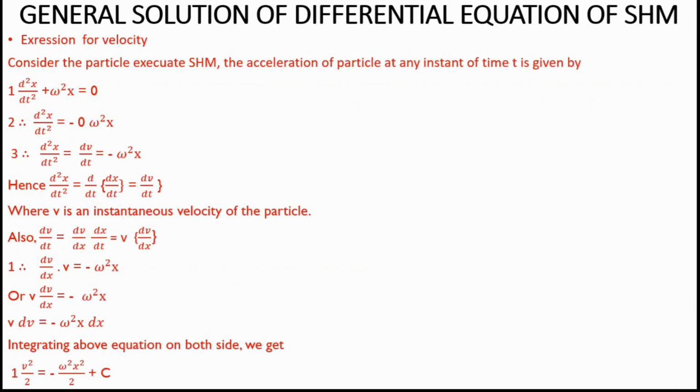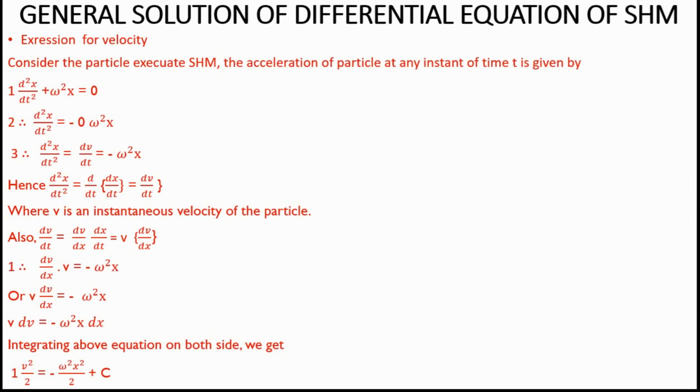Now to determine the velocity, the general solution of the differential equation of SHM. Expression for velocity: consider the particle executing SHM. The acceleration of a particle at any instant of time t is given by d2x by dt square plus omega square x is equal to 0. So d2x by dt square is equal to dv by dt, that is equal to minus omega square x, where v is the instantaneous velocity of the particle, v is equal to dx by dt.